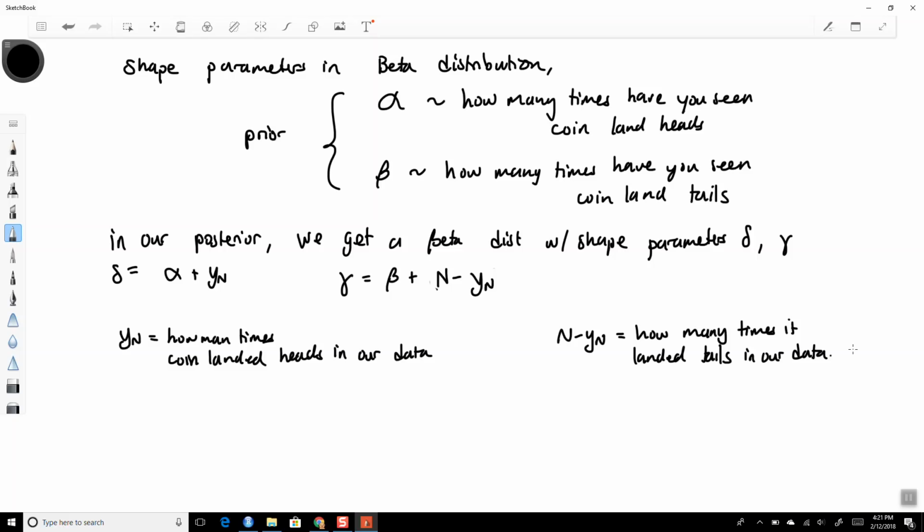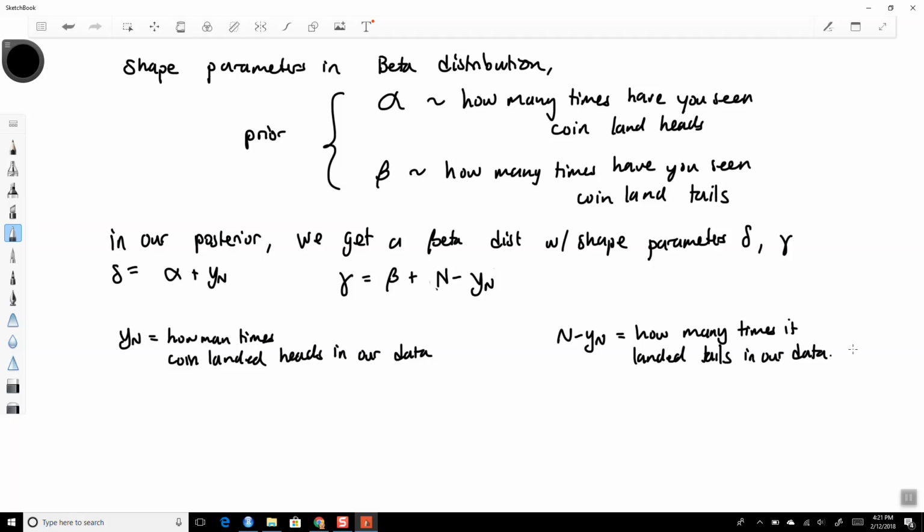So we're basically updating our beliefs, and this is why the beta distribution is the conjugate prior. It has this nice property that it makes intuitive sense: if we think of the alpha and beta parameters as how many times we've seen the coin land heads and tails prior to our current collection of data, and then we incorporate what we saw in the data, our parameters get updated accordingly in a way that makes logical sense.